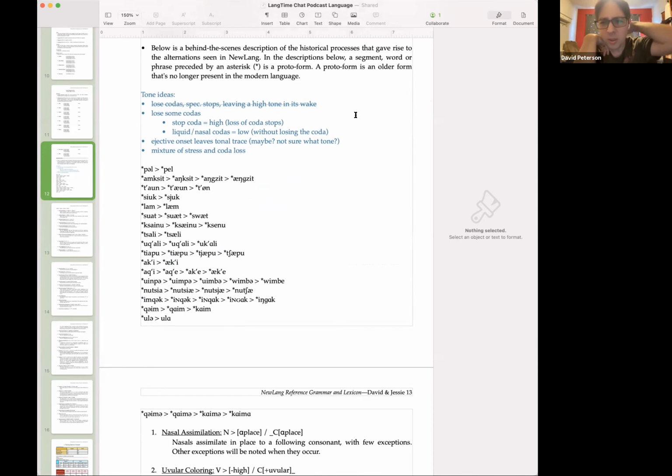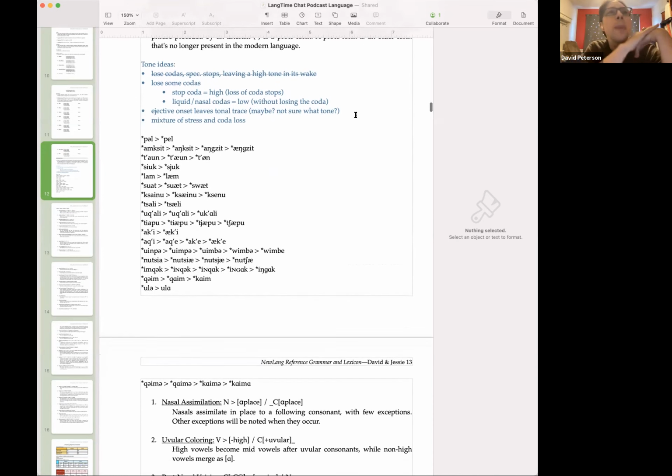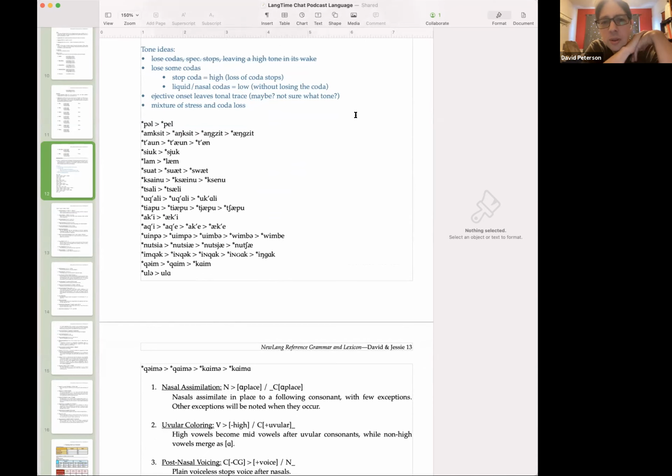If we were going to do the thing that I just thought but didn't say, and had a stress system where it was just a simple stress system, penultimate if it ends in a vowel, ultimate if it ends in a consonant, and then we were going to say that voiced codas leave a low tone trace, it would mean that every single word that ended in L or N would end on a falling tone. Like it would just have falling tone there. You know what I mean? And I'm not sure if I want to do that. I don't know what your thoughts are.